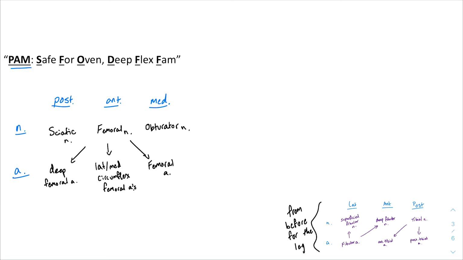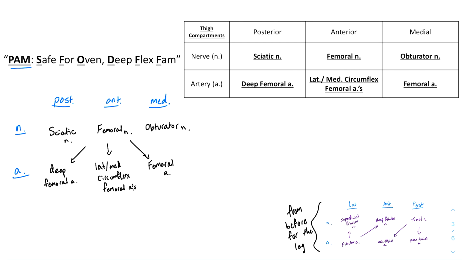So using the tabular mnemonic, we were able to unpack that for the thigh, for the posterior compartment, we want to think of the sciatic nerve and the deep femoral artery. For the anterior compartment, we want to think of the femoral nerve and the lateral/medial circumflex femoral arteries. And in the medial compartment, we want to think of the obturator nerve and the femoral artery. And so once more, if we reveal our old table, this should match up exactly.